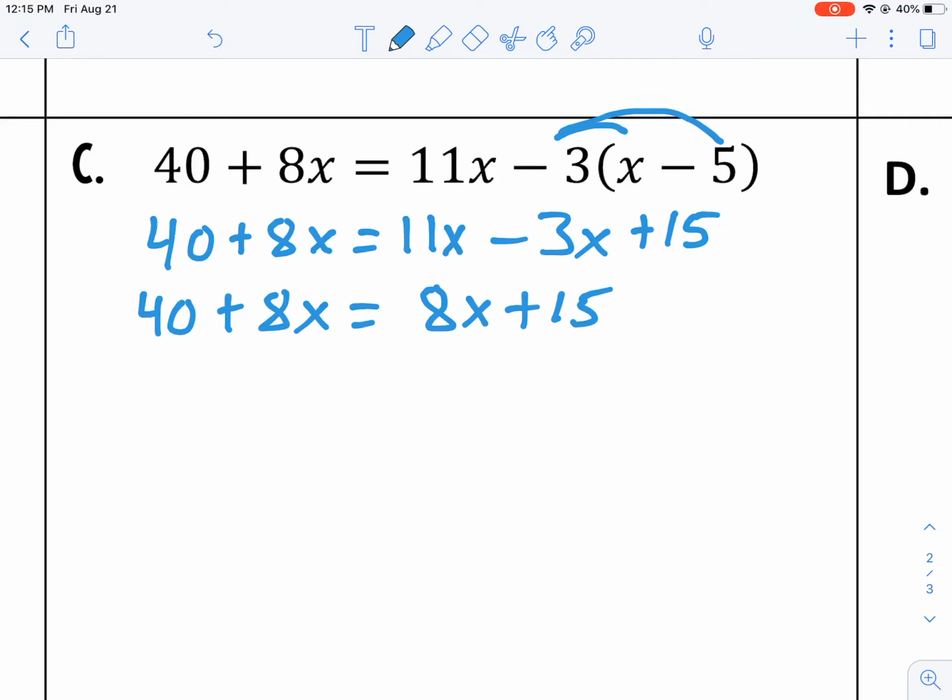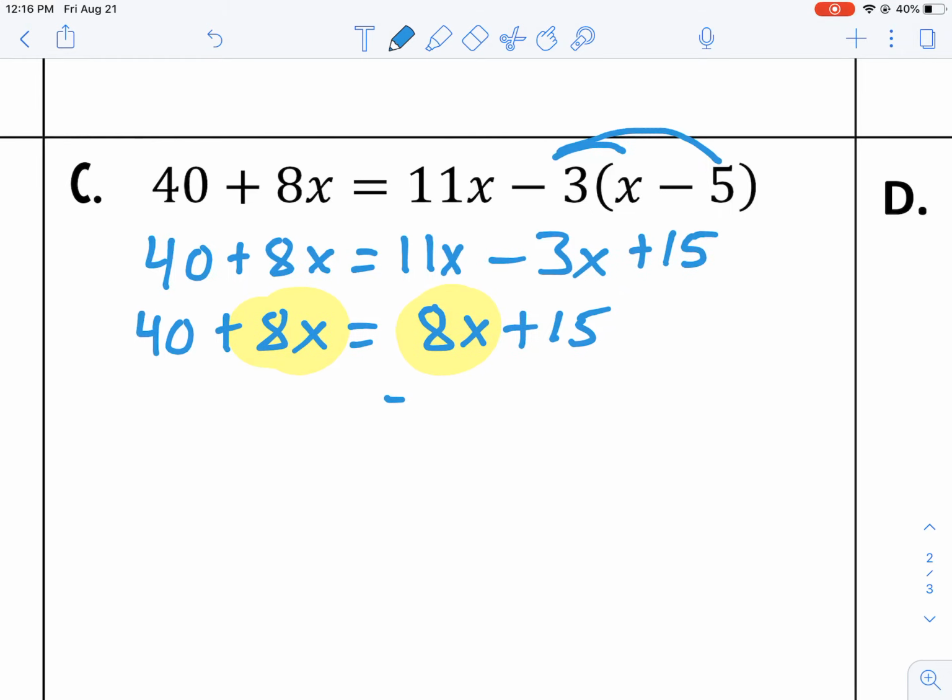And maybe you guys have noticed what is going to happen now. We have the same x on both sides, right? We have 8x and 8x. So one of them isn't smaller than the other. So subtracting 8x on both sides does what? All right. Well, 8 minus 8 is 0. So this cancels out and this cancels out.